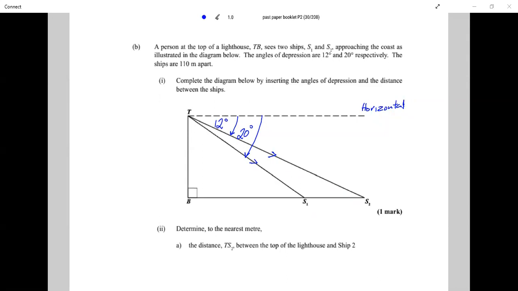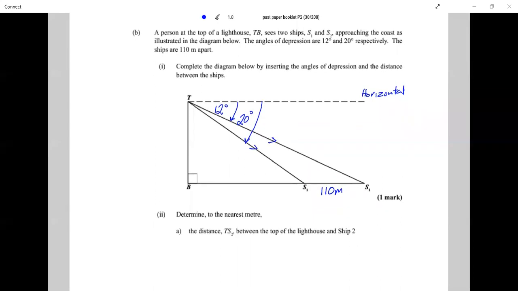Additionally, the distance between the two ships is 110 meters. So we were to what? Complete the diagram by inserting the missing angles of depression and the distance between the two ships. Next, we're asked to determine to the nearest meter the distance TS2.